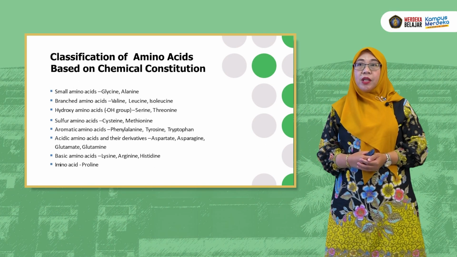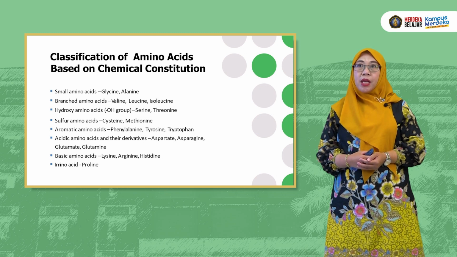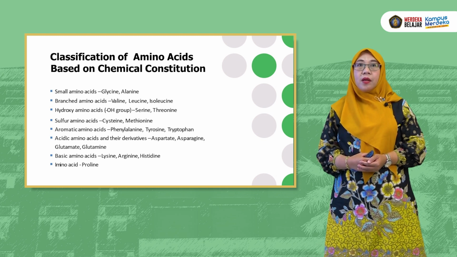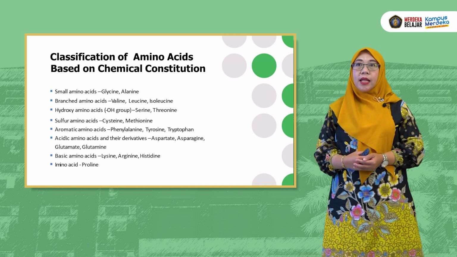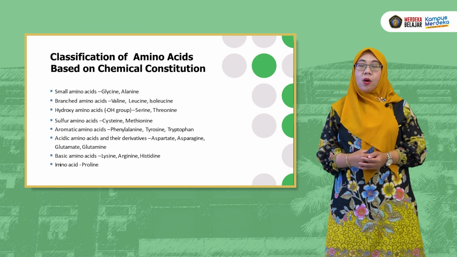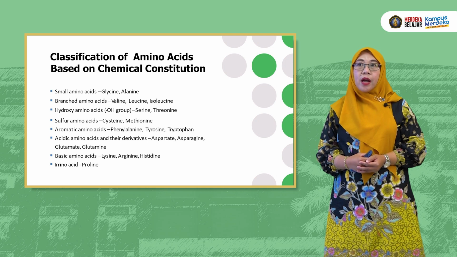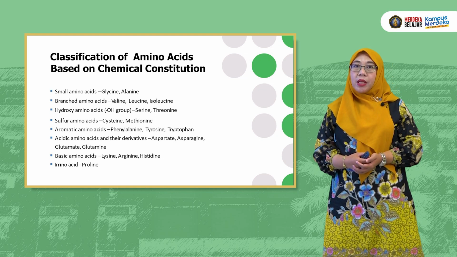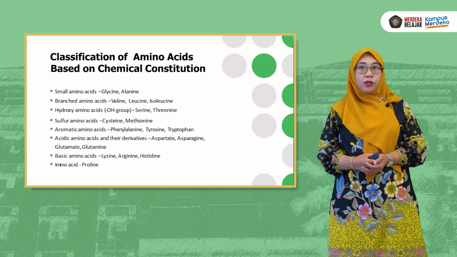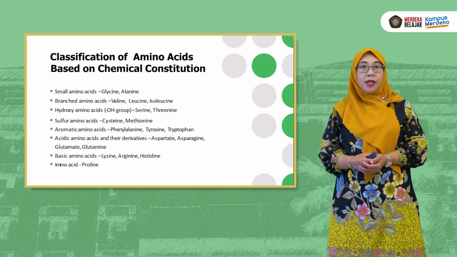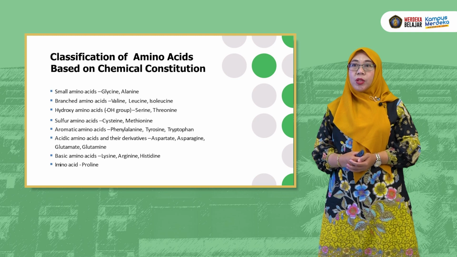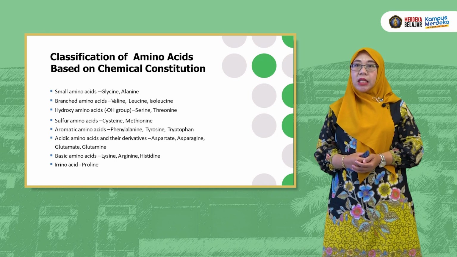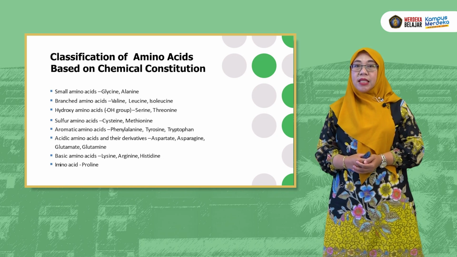There are other classifications of amino acids based on their chemical constituents. There are small amino acids like glycine and alanine, branched amino acids like valine, leucine, and isoleucine, hydroxy amino acids or amino acids that have OH groups, which are serine and threonine, sulfur amino acids like cysteine and methionine, aromatic amino acids, phenylalanine, tyrosine, tryptophan, acidic amino acids and their derivatives, aspartate, asparagine, glutamate, and glutamine, and basic amino acids such as lysine, arginine, and histidine. The imino acid is only proline.